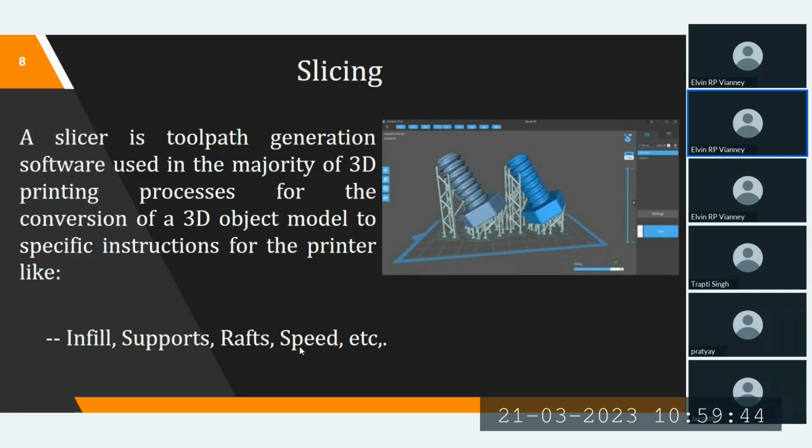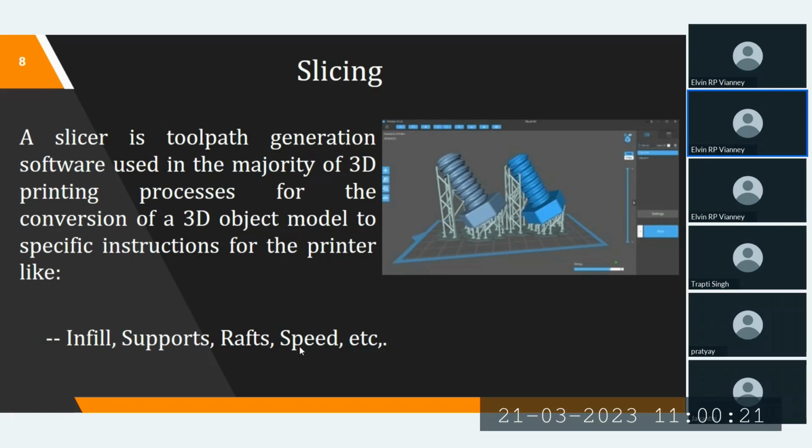We have four softwares, ma'am, for four individual 3D printers. These softwares will be helpful for finding the size and shape of the 3D model which has been modeled. The slicer is a toolpath generation software used for the majority of the 3D printing process for the conversion of a 3D object model to specific instructions for printers. These are the specific instructions which we will give: infill, supports, raft, speeds, layers, colors, etc.